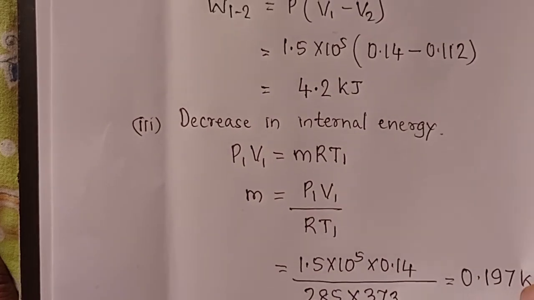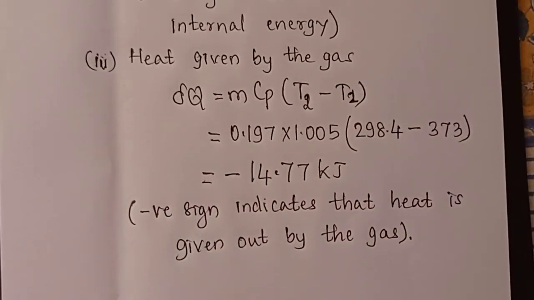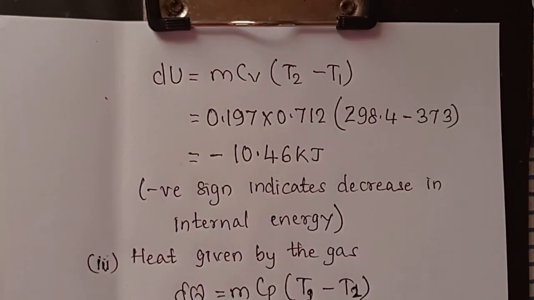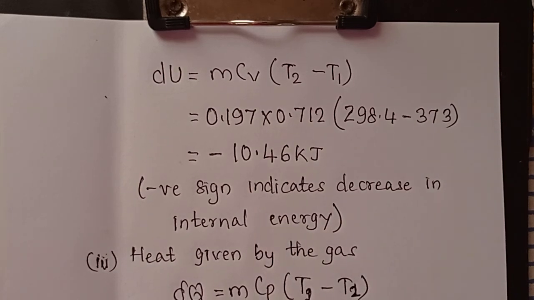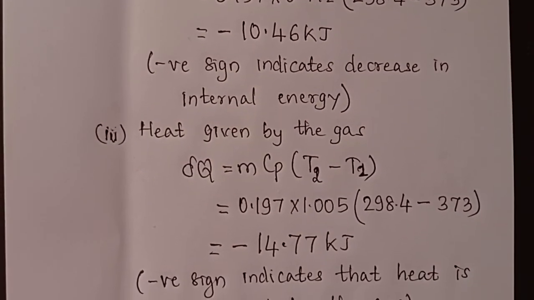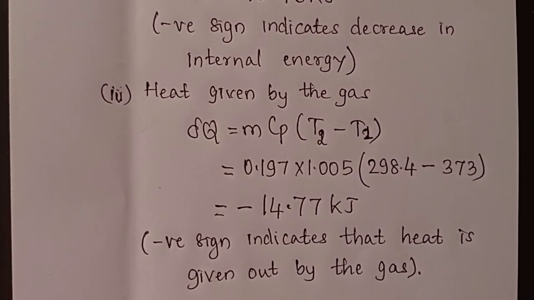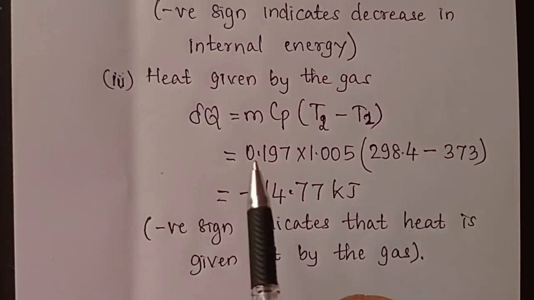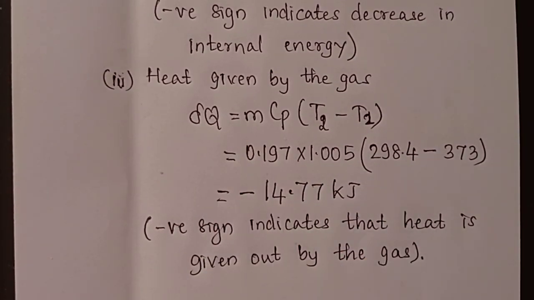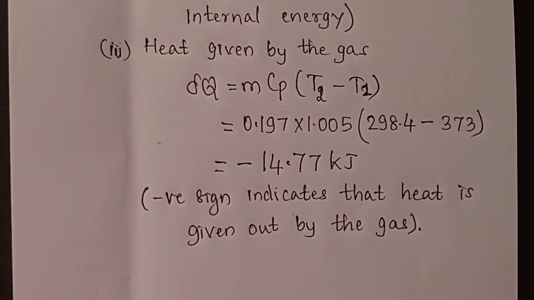0.197 will be the mass. Once you find out the mass, then find out the change in internal energy, that is dU is equal to m CV (T2 minus T1). You get the answer as negative by taking T2 minus T1. The negative sign indicates that there is a decrease in internal energy. And then find out the heat given by the gas. Heat given by the gas is dQ is equal to m CP (T2 minus T1). Again you get the answer as negative. The negative sign again indicates that heat is released.